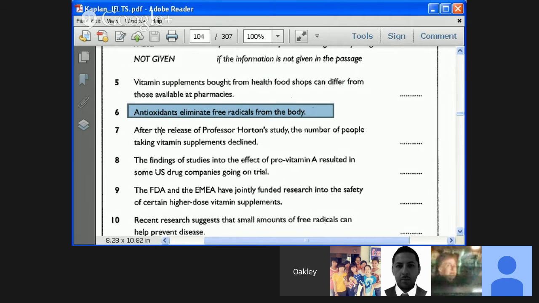All right? Yeah. Where are we going to find the answer? We're going to search for a keyword. What keyword should we search for? Zhang. Antioxidants, free radical body.